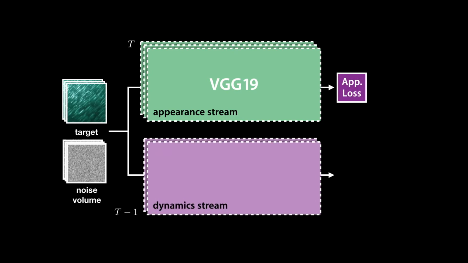The dynamics stream is tasked with modeling the dynamics between consecutive pairs of frames. We developed a compact ConvNet for optical flow prediction designed to be largely invariant to the appearances of the images, which should be characterized by the appearance stream. The sum of its style losses is known as the dynamics loss.